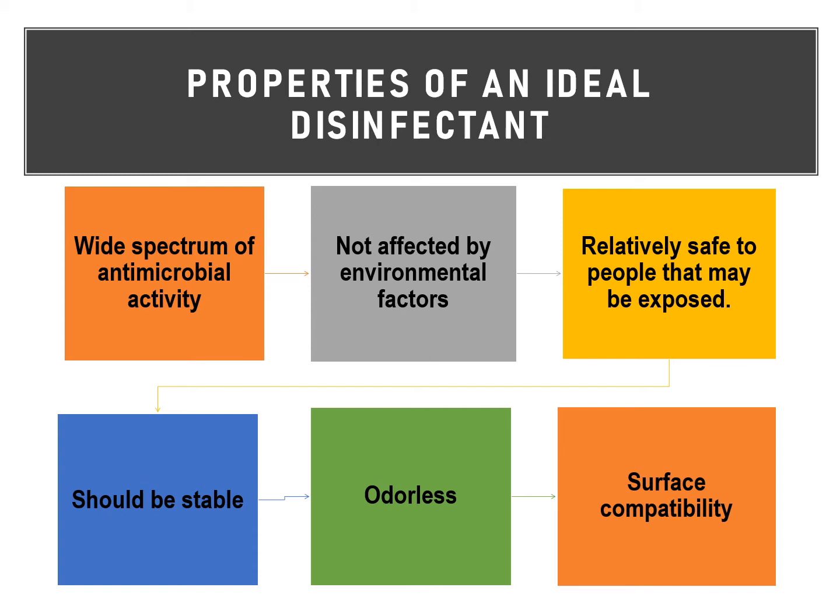Fourth property is that it should be stable. And when we say stable, your disinfectant must be stable upon storage or should not undergo any chemical change. It should also be stable whether it is concentrated or diluted. Next property is that it should be odorless or it should have a pleasant odor to facilitate its routine use. And our disinfectant must have surface compatibility. It should not corrode instruments and metallic surfaces and should not cause the deterioration of cloth, rubber, plastics, and other materials.